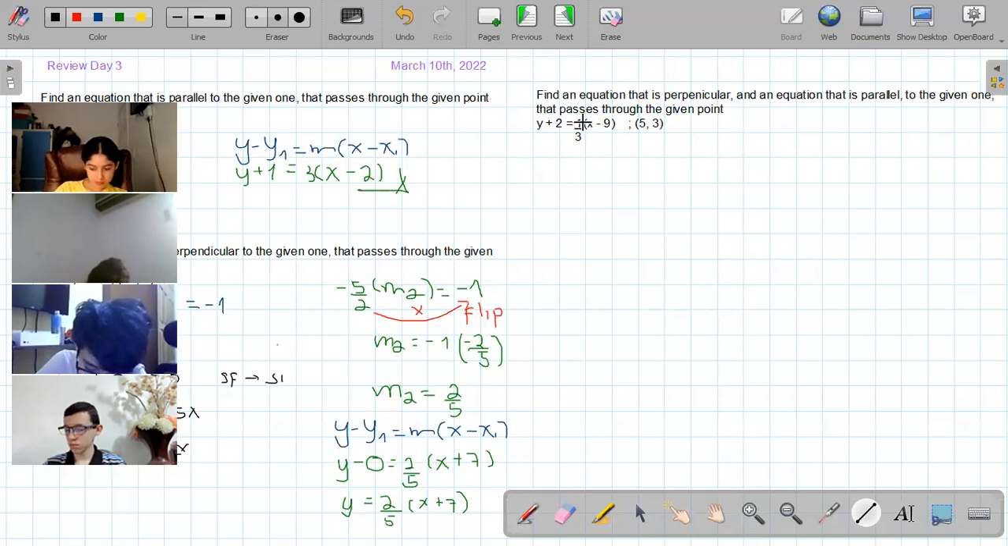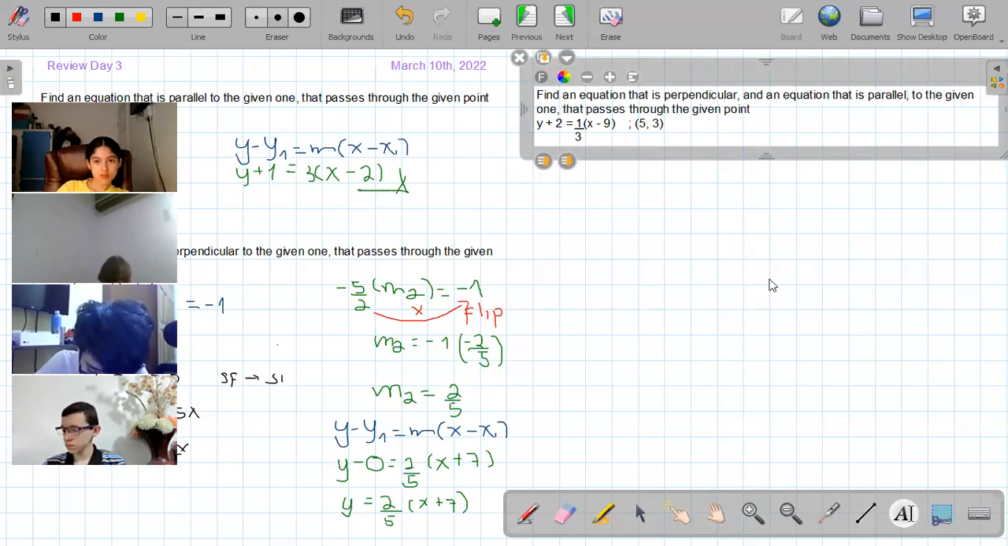And we need to find an equation that is perpendicular and another equation that is parallel, and it passes through the point 5,3. So we have to find 2 equations that pass through the same point, but one is parallel to this one and the other one will be perpendicular to this one, okay? Besides being perpendicular to this one, it will be perpendicular to the other parallel one that we're going to find. I'm not asking you to graph it or anything, but it's just information, okay?